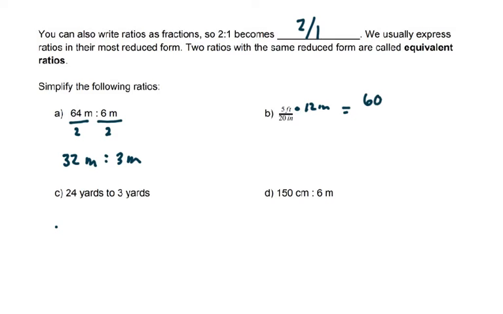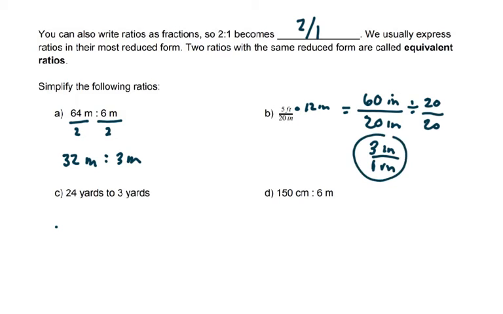5 times 12 is 60 over 20. And these both divide by 20, which leaves me with a 3-to-1 ratio. Okay. That's supposed to be a dot over that. Let's see if we can fix that.